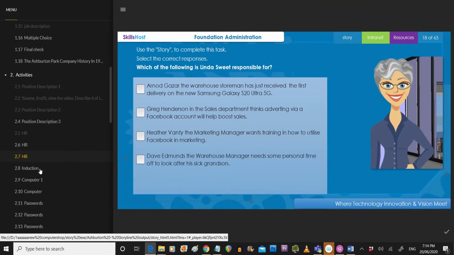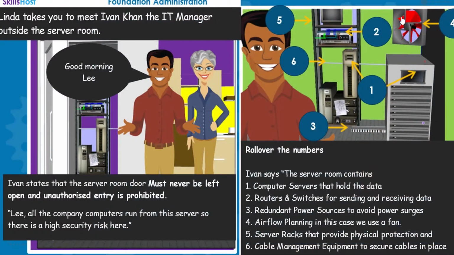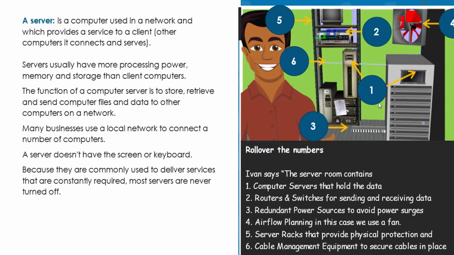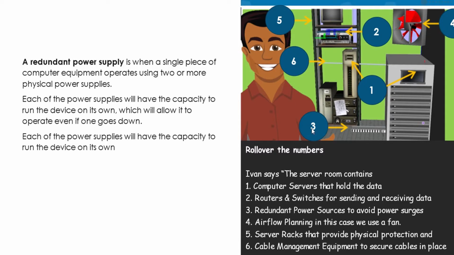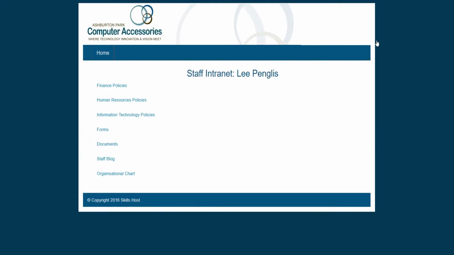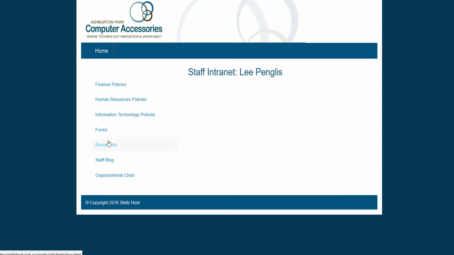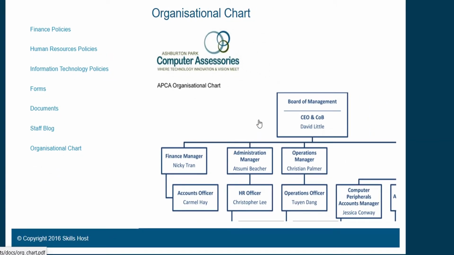Students view the story and then answer a number of multiple choice questions related to the scenarios. At times the story will contain information. In this particular case, we can see that there's information about the server room and computer networking in general. Students will need to refer to the Ashburton Park intranet to complete some of the tasks that were required for this program.